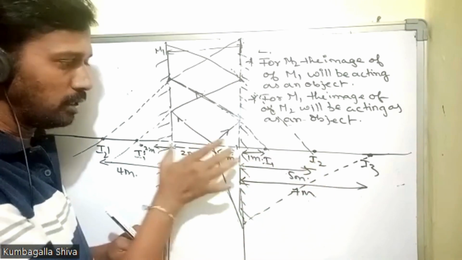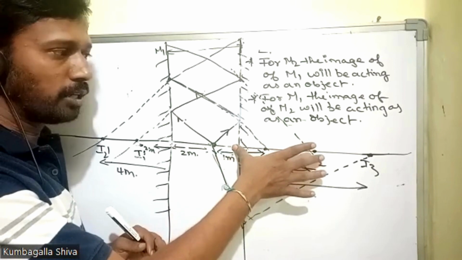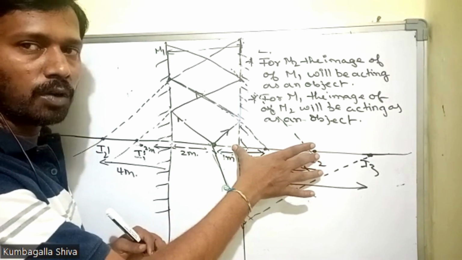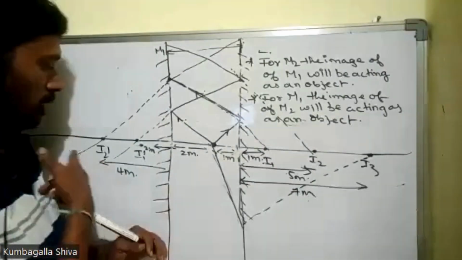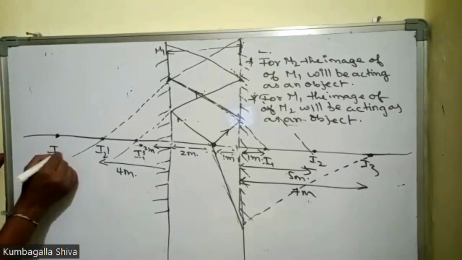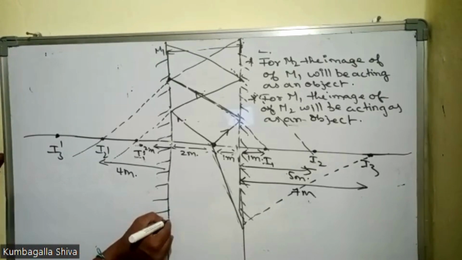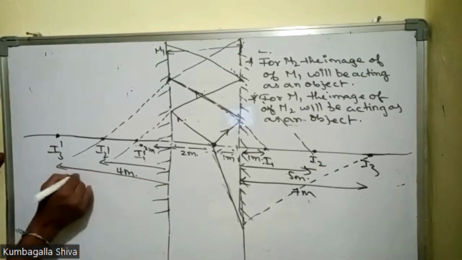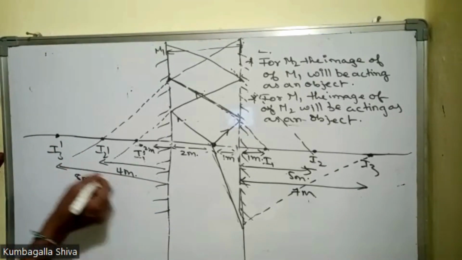See, this is 3 meters. What is the distance? It is looking at the object at a distance of 5 meters. Now, what will be the distance of the image for M1? It will be 8 meters. So here, the I3 dash will be at a distance of 8 meters from the mirror. So I go to the reflections.